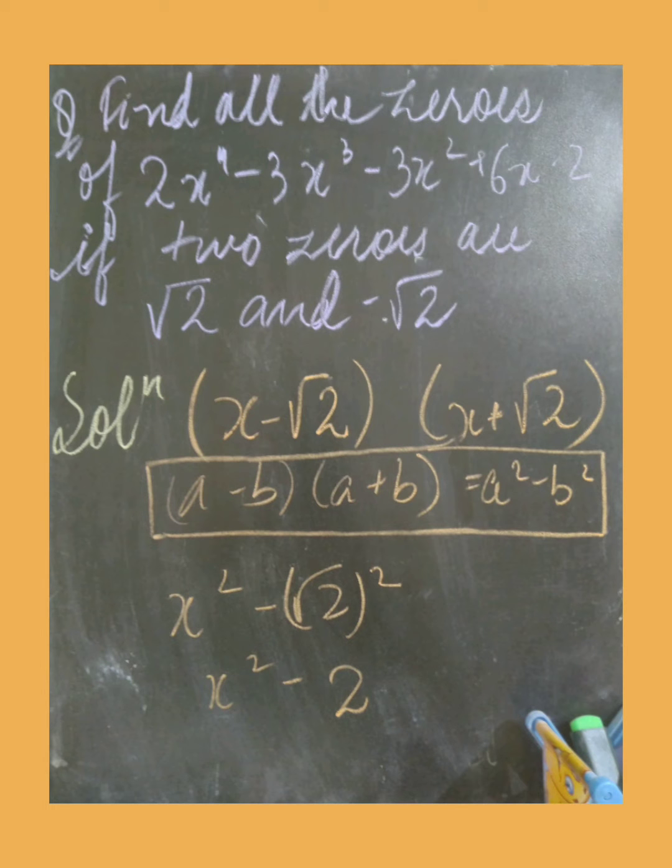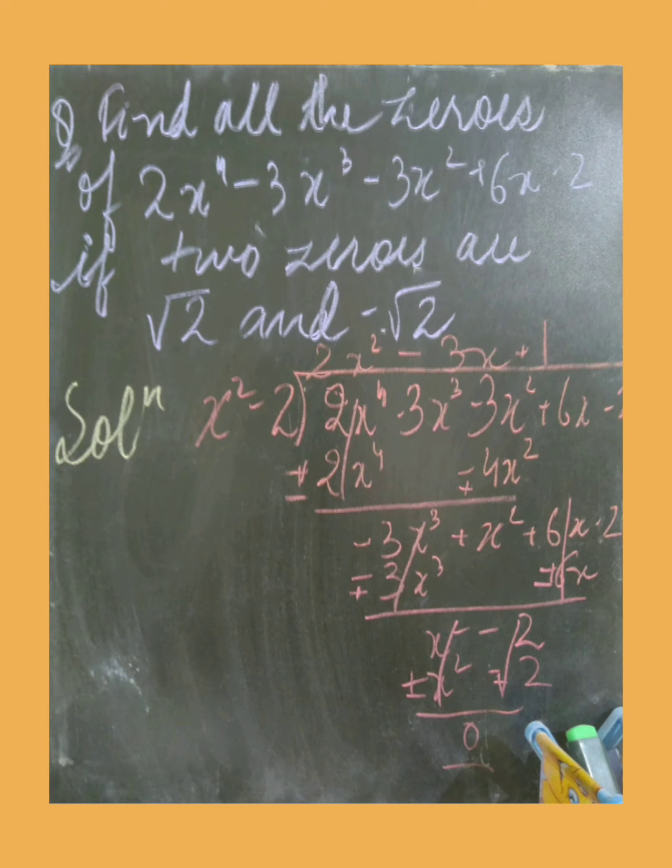So I can write root 2 and minus root 2 as x minus root 2 and x plus root 2, right? Because that's how we find the zero, right? So I have written them like this. Now you can see that there is an identity, a minus b times a plus b, which states that a minus b times a plus b is equal to a square minus b square. So we will do the same here. It will be x square minus root 2 square, and I will get x square minus 2. Understood this much?